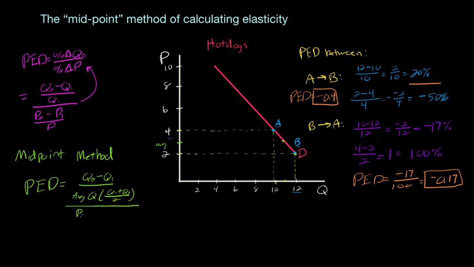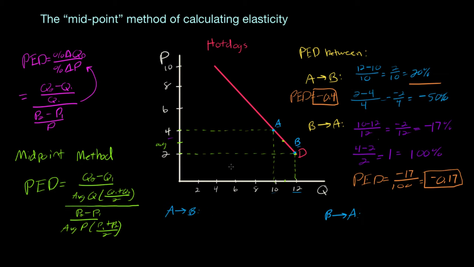The denominator will be the change in price, P2 minus P1, divided by the average price, which is the sum of the two prices, P1 plus P2 divided by 2. Let's demonstrate how the midpoint formula will give us the same result whether we go from A to B, and then we'll do the same calculation for B to A in our demand for hot dogs.